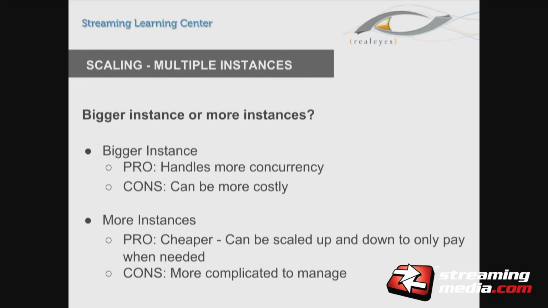So things to consider to handle scale, you can get bigger instances. Bigger instances are going to handle more concurrency. Cons can be more costly. More instances, cheaper, can be scaled up and down only to pay when needed, but more complicated to manage.